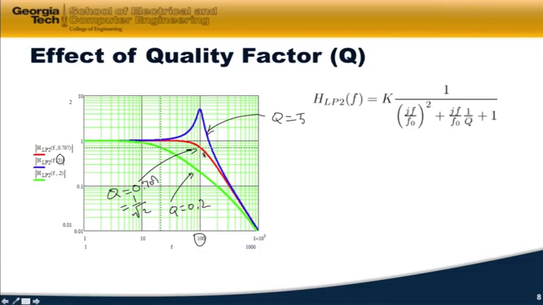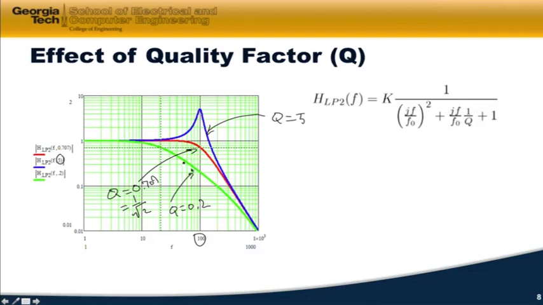Far from the resonant frequency, all three of these transfer functions approach an asymptote of slope 0 decades per decade in the passband of the filter. And far from the resonant frequency on the high side, all of the filters approach this slope of -2 decades per decade because it's a second-order filter. But near the resonant frequency, the Q affects the response.